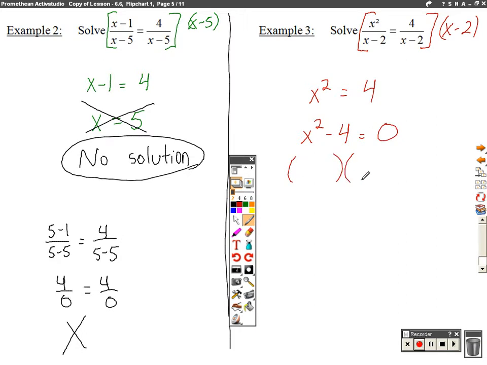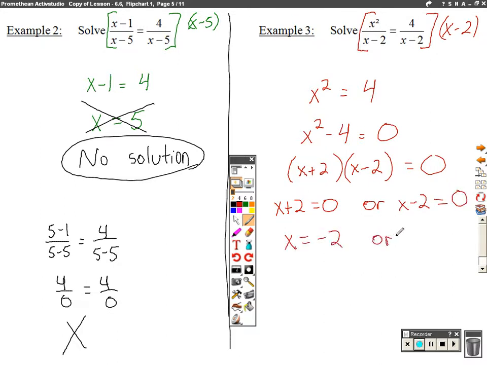Then we factor it. We can factor this using difference of two squares, x plus 2, x minus 2. And we use the principle of zero products to set each factor equal to 0. And then we solve each equation separately from there. So x equals negative 2 or x equals 2.